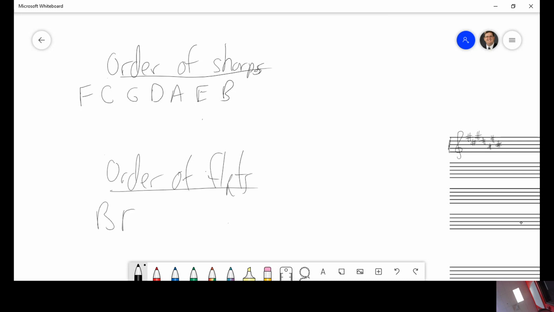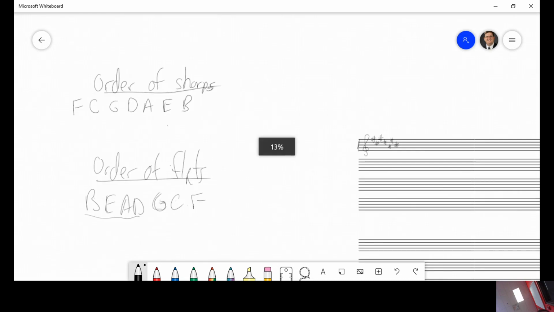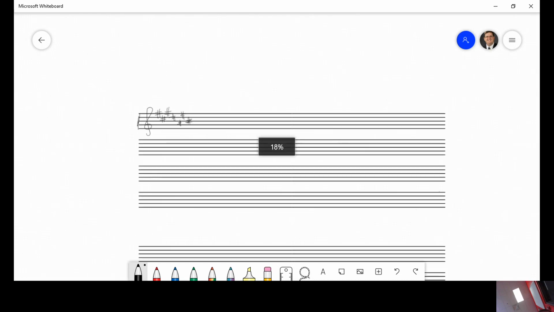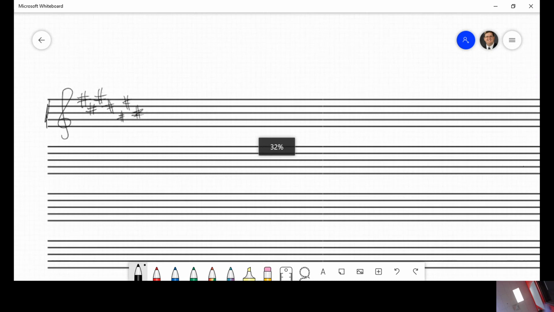The order of flats is B, E, A, D, G, C, F. Have you noticed that this is the order of sharps backwards? Four crows got drunk at Easter barbecue. BEAD, GCF. BEAD, GCF. That is your order of flats. Order of sharps: four crows got drunk at Easter barbecue. Order of flats: BEAD, GCF.